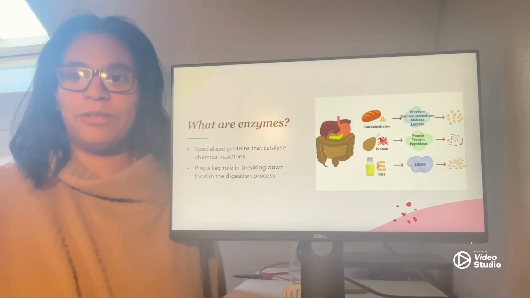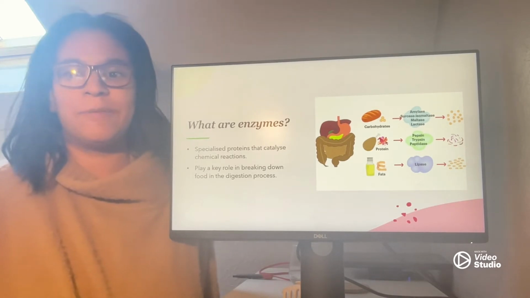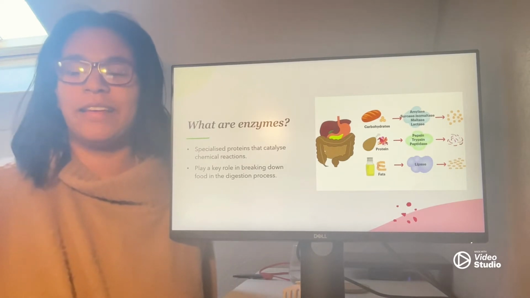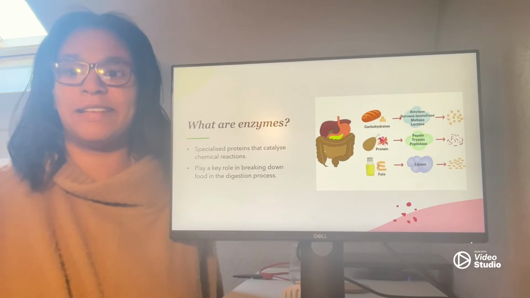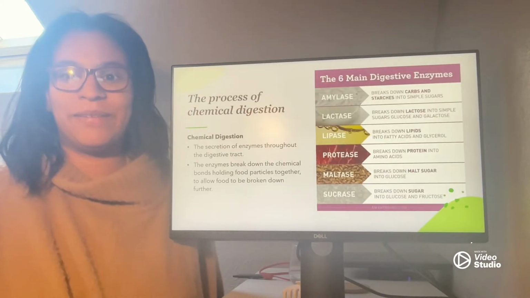Before we look at chemical digestion, it's important to understand what enzymes are. Enzymes are specialised proteins used by the body to catalyse specific chemical reactions. They're used in all metabolic processes and facilitate many changes necessary for life, including digestion, metabolism, and cellular respiration. Now we know what an enzyme is.